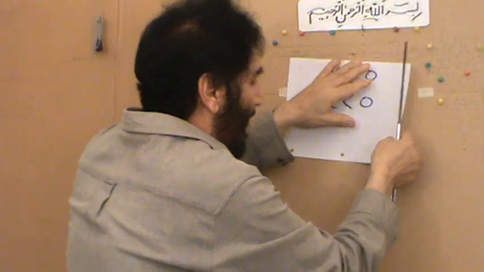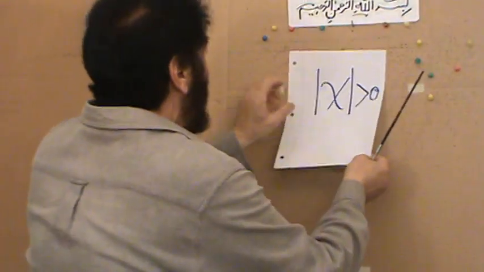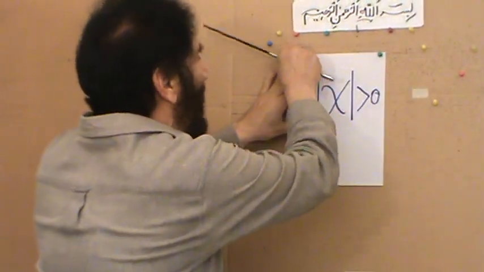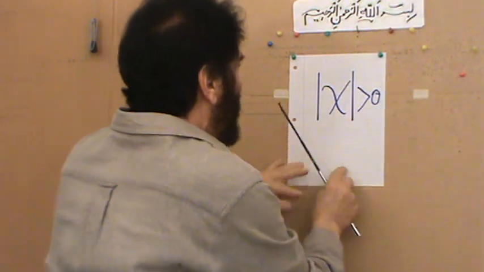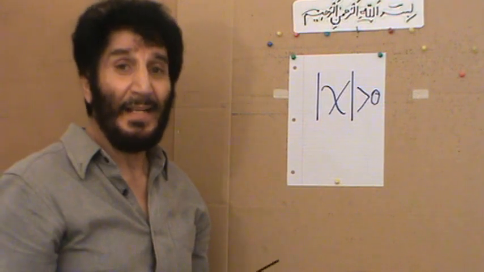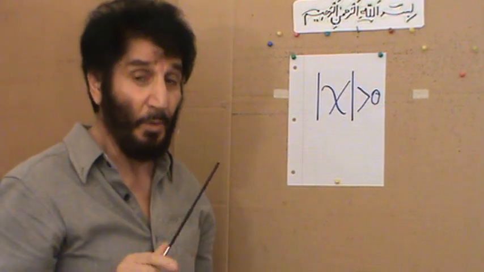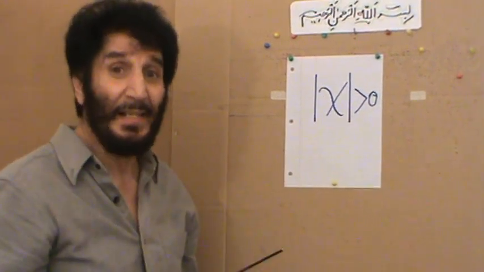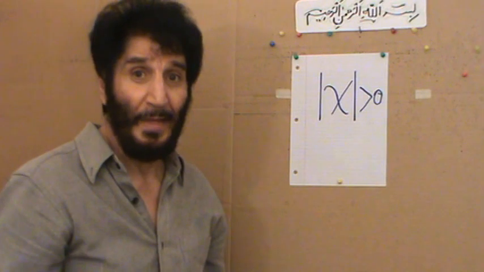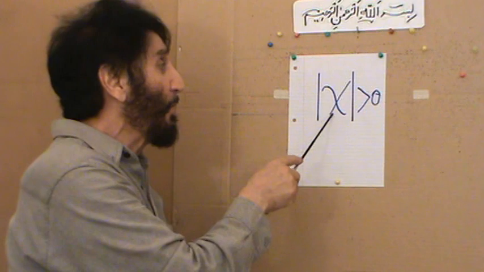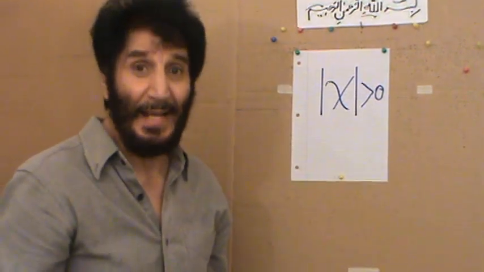why the absolute value is greater than 0. That comes from the definition of absolute value. Now, what is the definition of absolute value from basic algebra? If x is greater than or equal to 0, then the absolute value of x is x, greater than or equal to 0. So if we take away the equality, we are dealing with those numbers that are greater than 0.